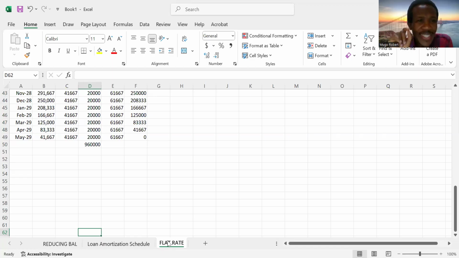Please, when you are taking a loan, be informed. Just ask the person who is lending you, how do you charge interest? Is it reducing balance? Is it amortization? Then you can be able to compute on your own.